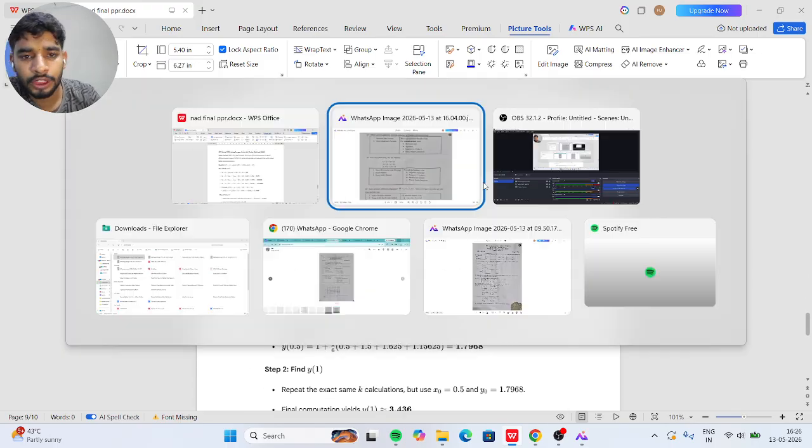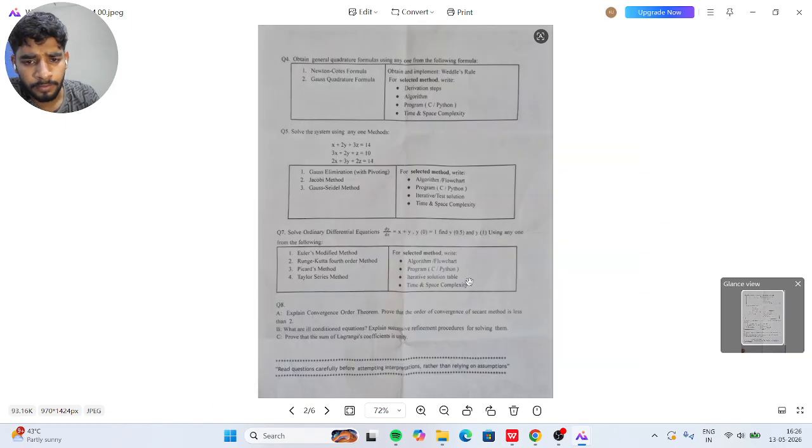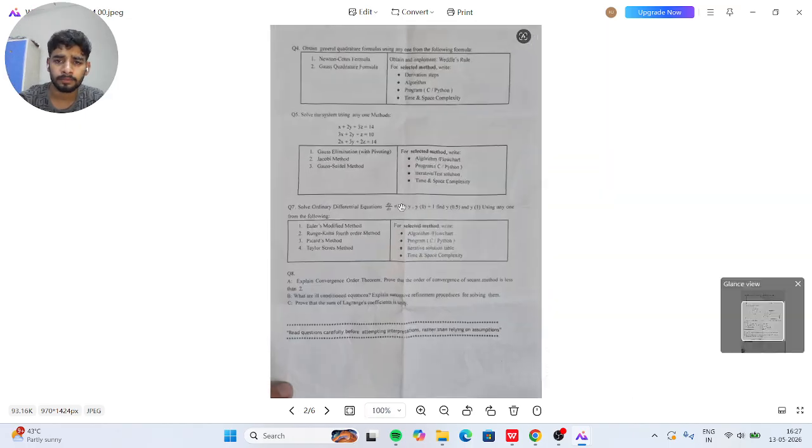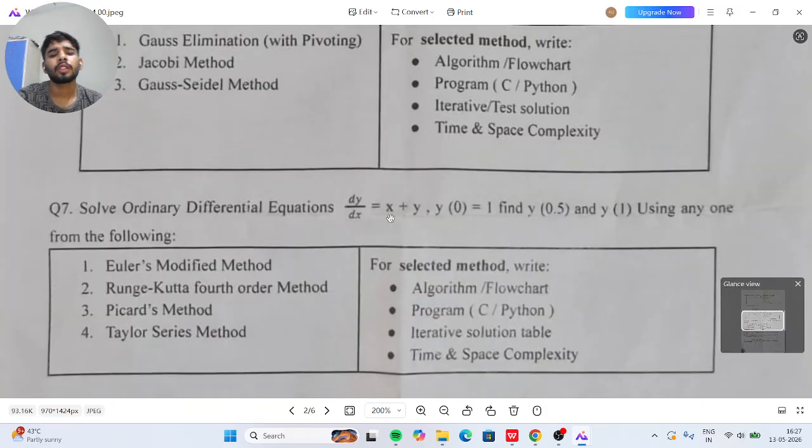Now, next question, we will solve the seventh question. Here, solve the ordinary differential equation dy by dx equals x plus y, y0 equals 1, and find y at 0.5 and y1 using any one of the following methods. And write the algorithm, program, iterative solution, and time complexity for that. Here it is. This is the function x plus y given to us. Now x0 value will be 0 and y0 value will be 1.